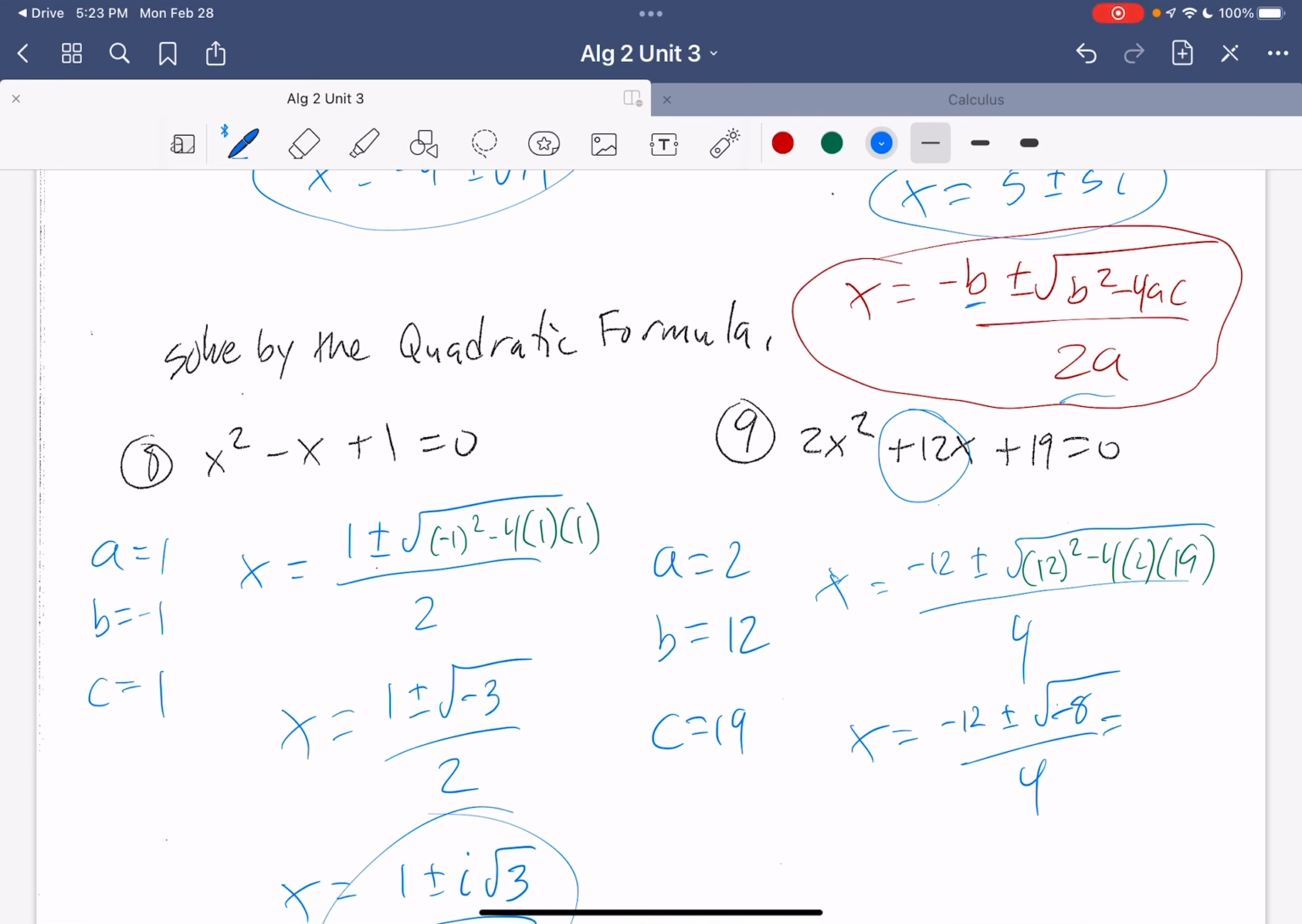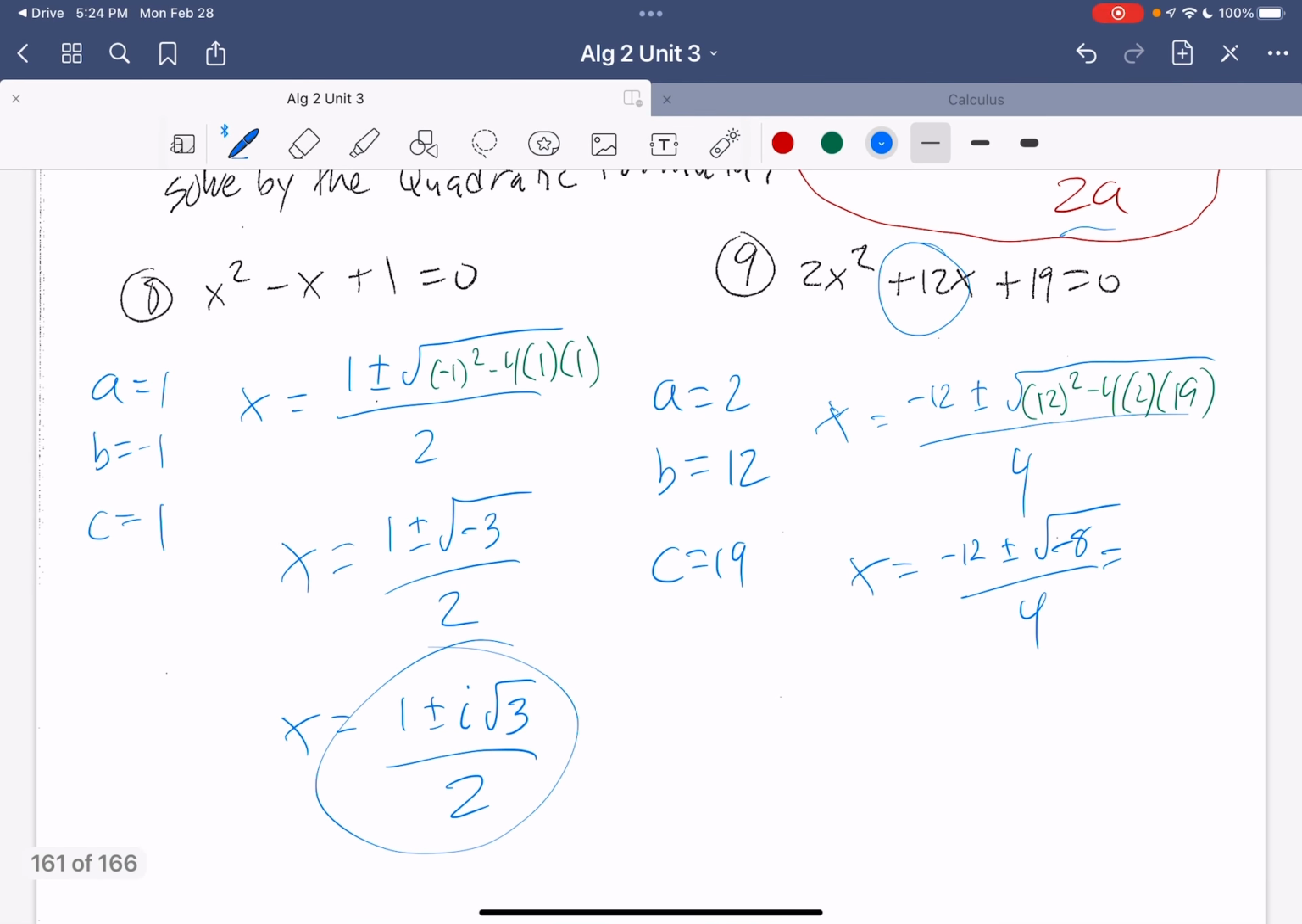Pull the i out. And we get x is equal to negative 12 plus or minus i square root of 8 over 4. All right, there it is. And that's the quiz. And hopefully that helps you to understand all the different parts of it.